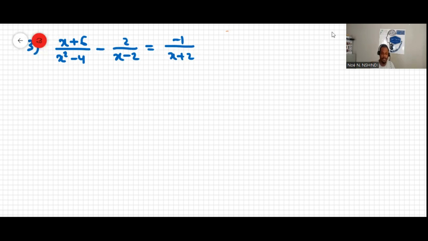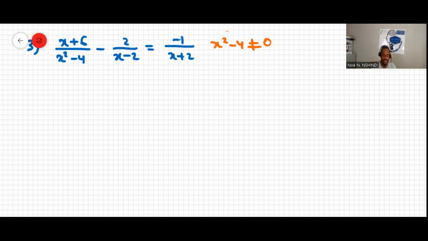Well, we have another question here, question 3. We look at the denominators first. We know the denominator cannot be equal to 0, because if there's 0, the calculation will be undefined. So now I want to say x squared minus 4 must not be equal to 0. This is called a restriction in the calculation.